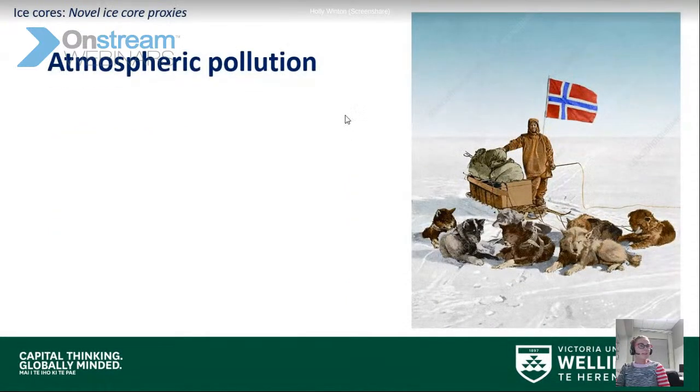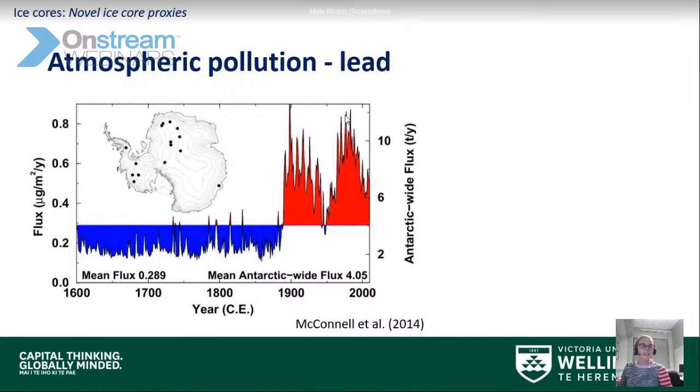In 1911, when Scott and Amundsen raced to the pole, they thought they were going to a location that humans had not touched, that humans had not reached before. In actual fact, they were wrong. And atmospheric pollution beat them to the pole by over 20 years. So here's the example of lead. In about 1855, there was a massive jump in lead pollution. This isn't just observed in one ice core, this is observed in ice cores all over the Antarctic.